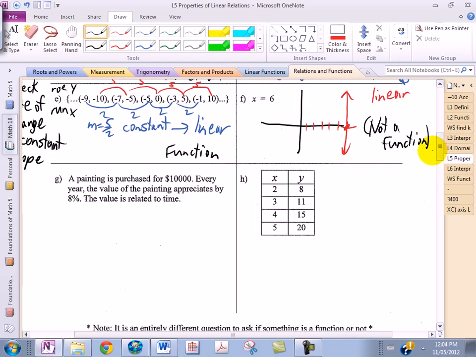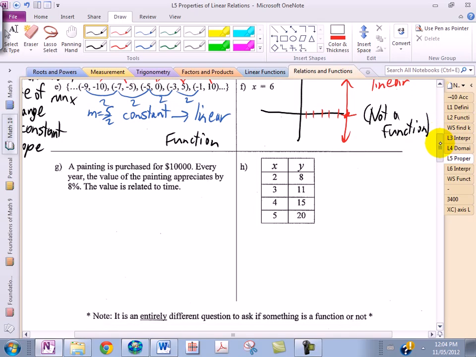Okay. So now sometimes we're going to get a sentence like this. A painting is purchased for $10,000. Every year the value of the painting appreciates, which means increases, by 8%. So the value is related to time. So we're going to have time.